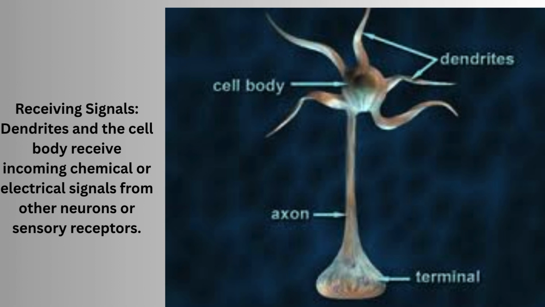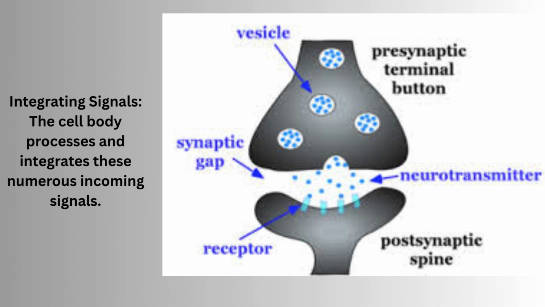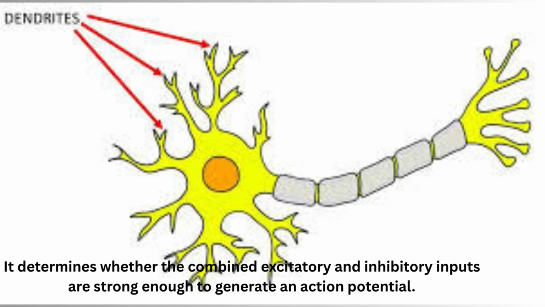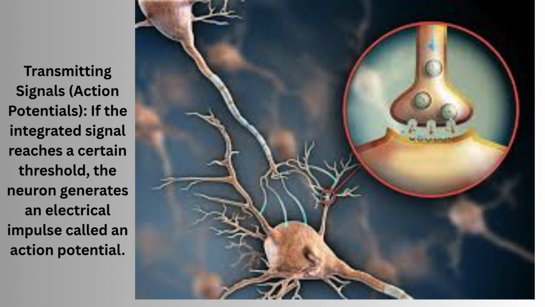Receiving signals. Dendrites and the cell body receive incoming chemical or electrical signals from other neurons or sensory receptors. Integrating signals. The cell body processes and integrates these numerous incoming signals. It determines whether the combined excitatory and inhibitory inputs are strong enough to generate an action potential.